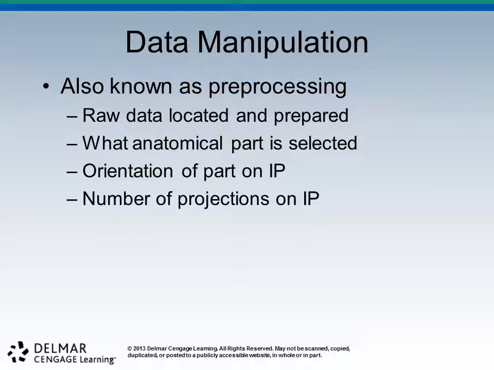All right, now we can start doing fun stuff. Now we can start pre-processing and then post-processing. Pre-processing: find the raw data, get it ready, and then figure out what we want to do. How many projections we have on the image plate, how is it oriented. We've got to tell the computer what part we're doing, portrait or landscape, etc. How many, if you do 2 on 1.